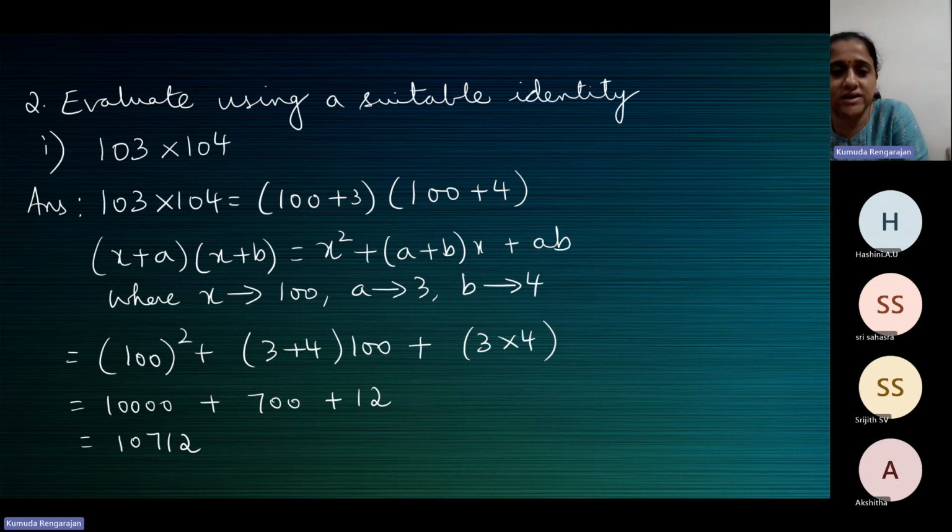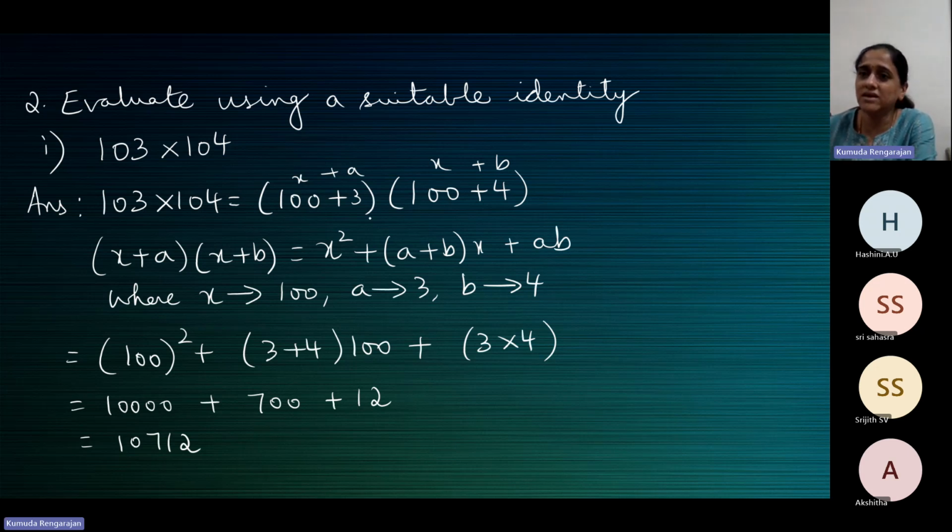So you must write 103 as 100 plus 3 and 104 as 100 plus 4. Navneet, please listen. We make the question look like the identity (x plus a) into (x plus b). 103 into 104 does not look like any identity. But the heading is evaluate using a suitable identity, so you need to make the question look like a particular identity. So we write 103 as 100 plus 3 and 104 as 100 plus 4. Now this is of the form (x plus a) into (x plus b).